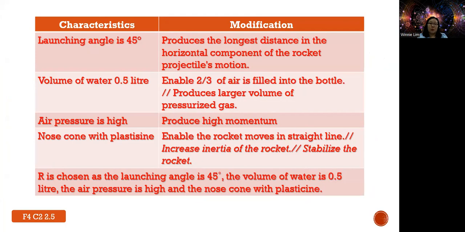Like I mentioned, the bottle is 1.5 liters, and then you produce a larger volume of pressurized gas. Then the air pressure is high, producing high momentum. The nose cone with plasticine enables the rocket to move in a straight line, increases the inertia of the rocket, or stabilizes the rocket. Lastly, you say R is chosen as the launching angle is 45 degrees, the volume of water is 0.5 liter, air pressure is high and the nose cone is with plasticine. How do you get the 6 marks? When you have this point, this point, this point, that's 4, 5, and then you say the choice. Then you just repeat what you said over here, and you have mark 6.